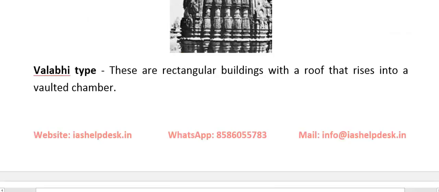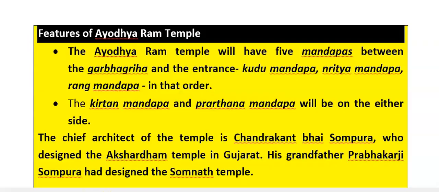And then we have Vallabhi type, and this is where the building is generally rectangular and rising up to form a vault-like chamber. As it can be clearly noticed that the building is rectangular in shape, and here it's the vault-like chamber. So this is Vallabhi type of Nagara style.